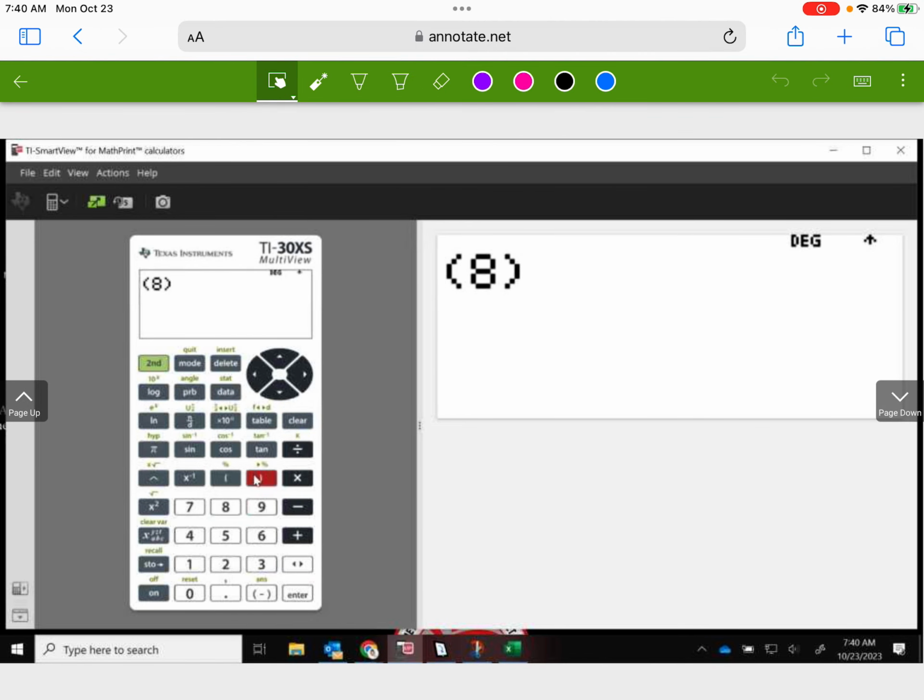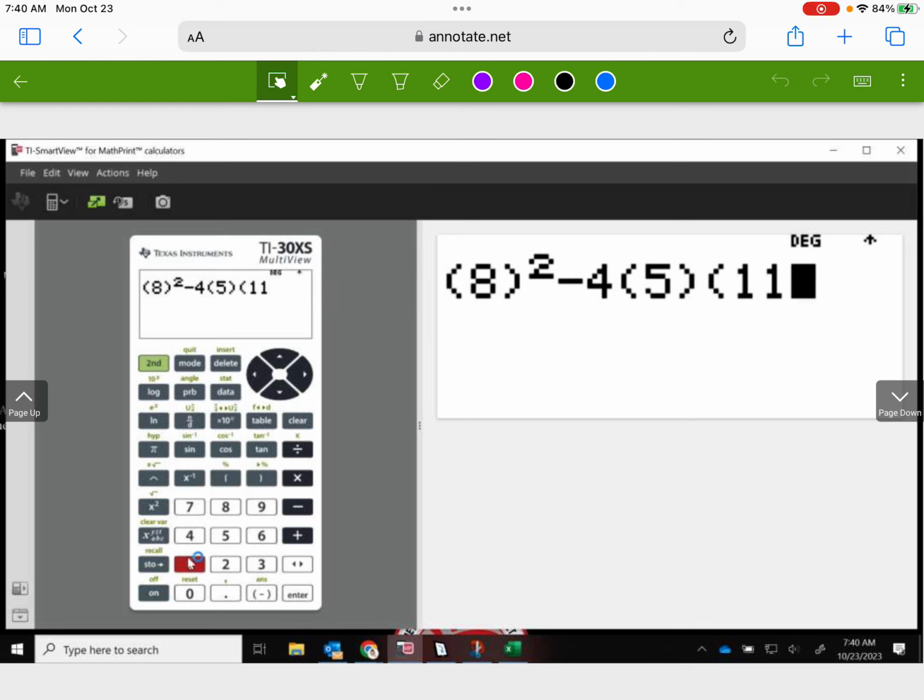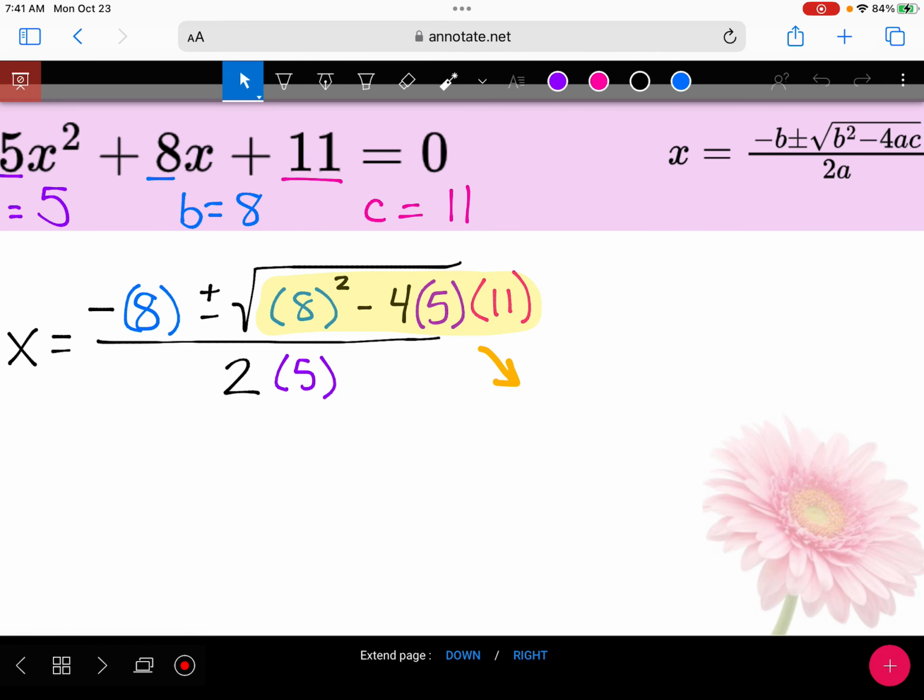Where I have my 8 squared minus 4 times 5 times 11. You'll notice whenever I do substitution, I put it in parentheses. It's a good habit to be in. It helps us keep track of signs. So what we get is negative 156. So this chunk under the radical is negative 156.